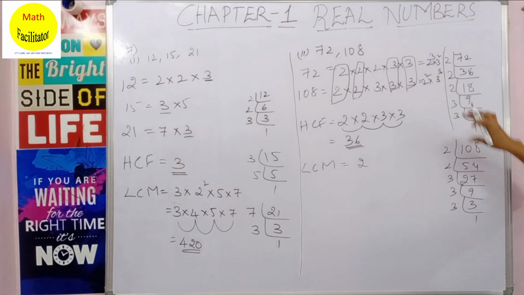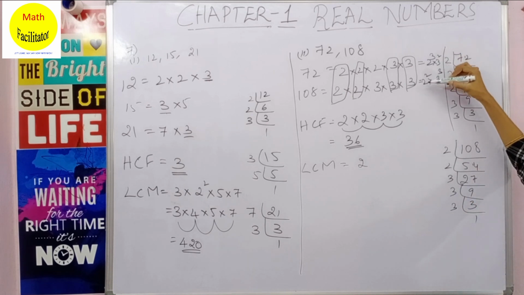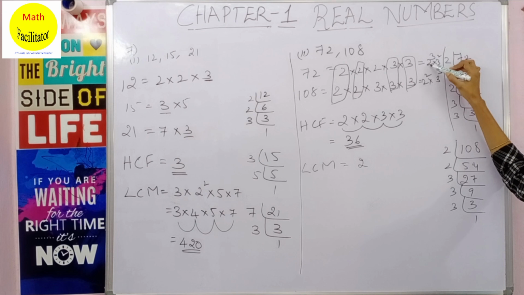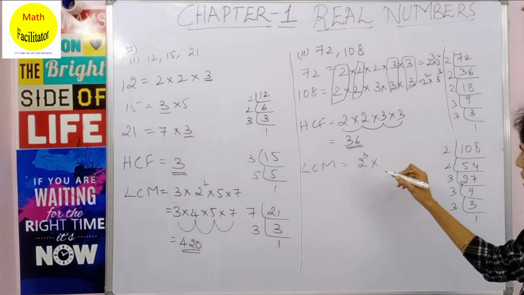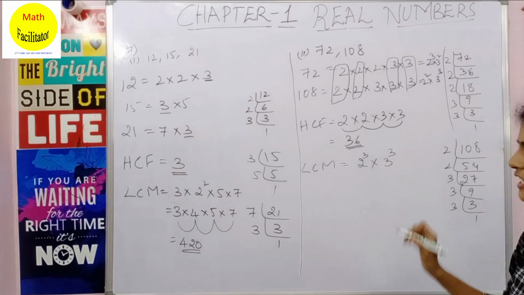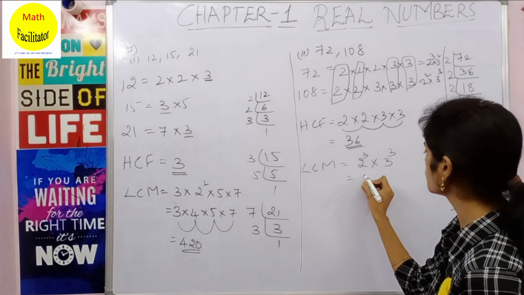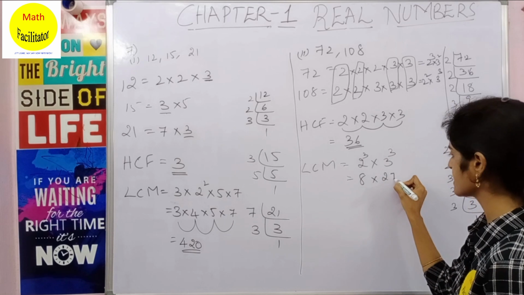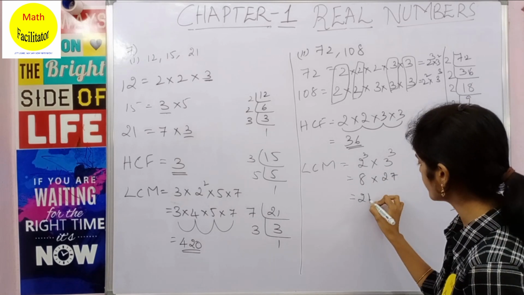Now out of these 2, you will take the highest power. Now it is 2 cube and 2 square here. Which one will you choose? You will choose the highest power, 2 cube. Into, now it is 3 square and 3 cube, so you will choose 3 cube. You will choose the highest power. Now 2 cube is 8 into 3 cube is 27. So the LCM is 216.